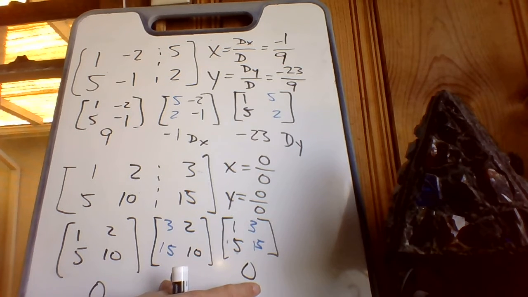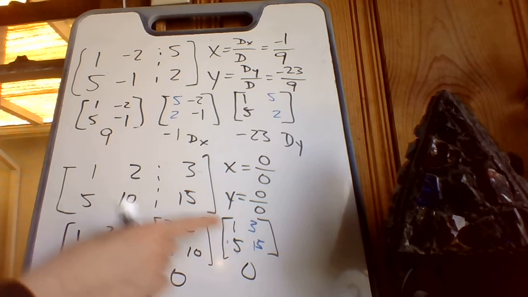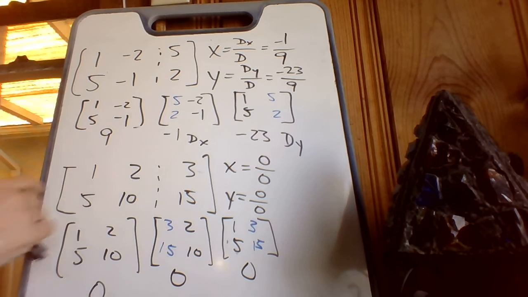Under any circumstances, you weren't going to do that anyway. Just RF that, and you would see this whole bottom line is zeros, and then you'd write infinitely many solutions on your paper.